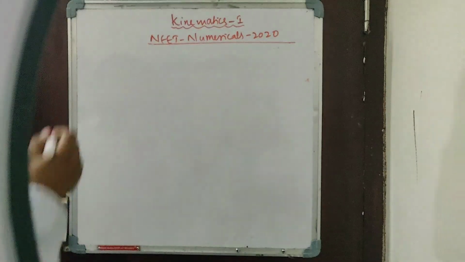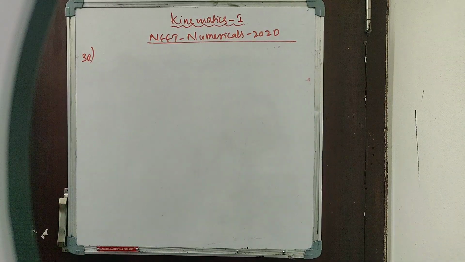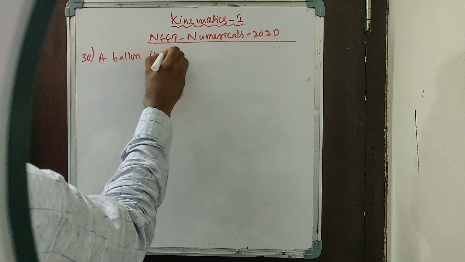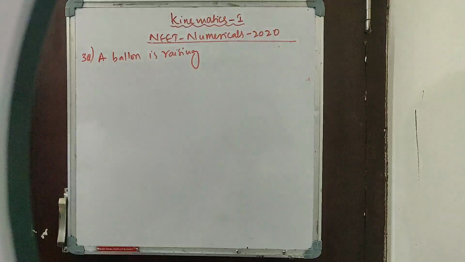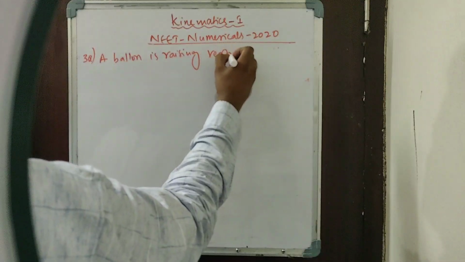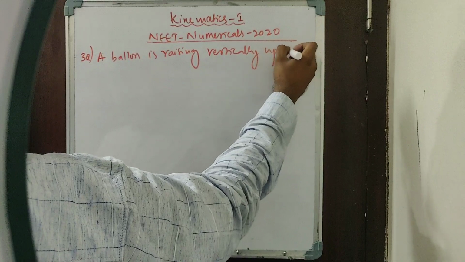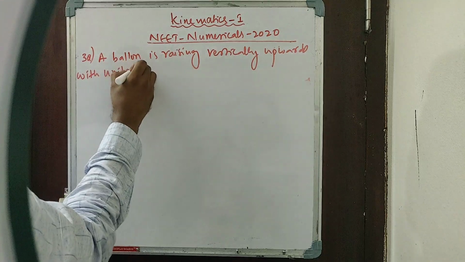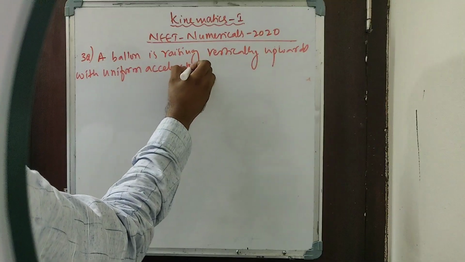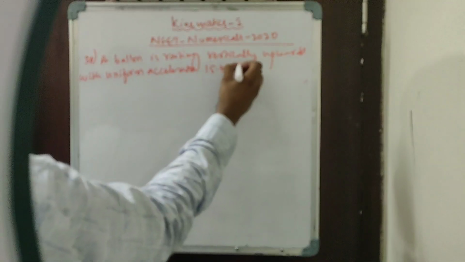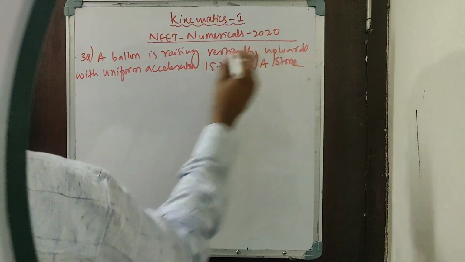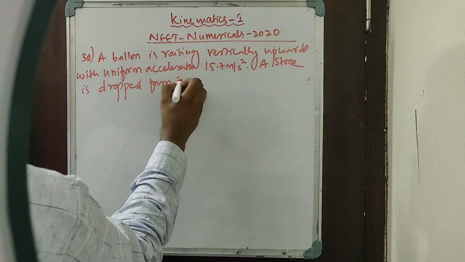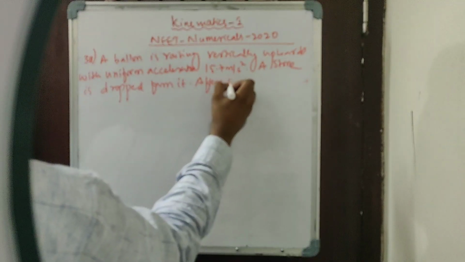Question number 3. The third question says a balloon is rising vertically upwards with uniform acceleration of 15.7 meter per second square. A stone is dropped from it after 4 seconds.